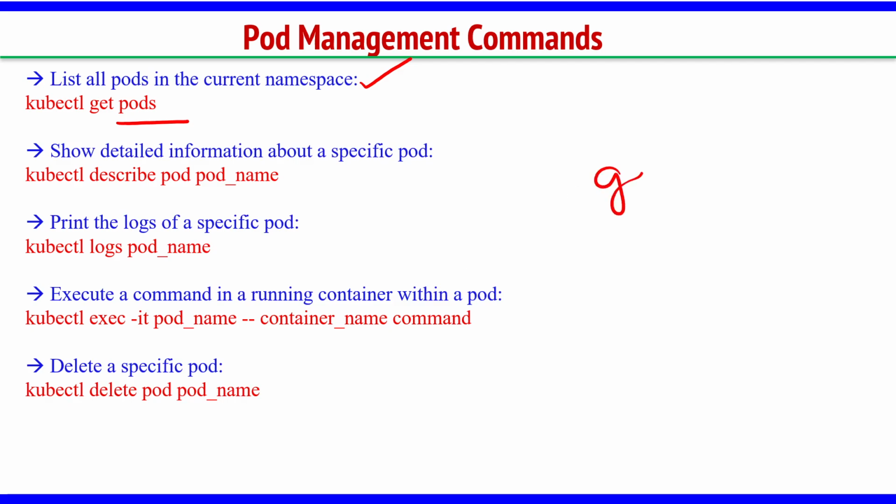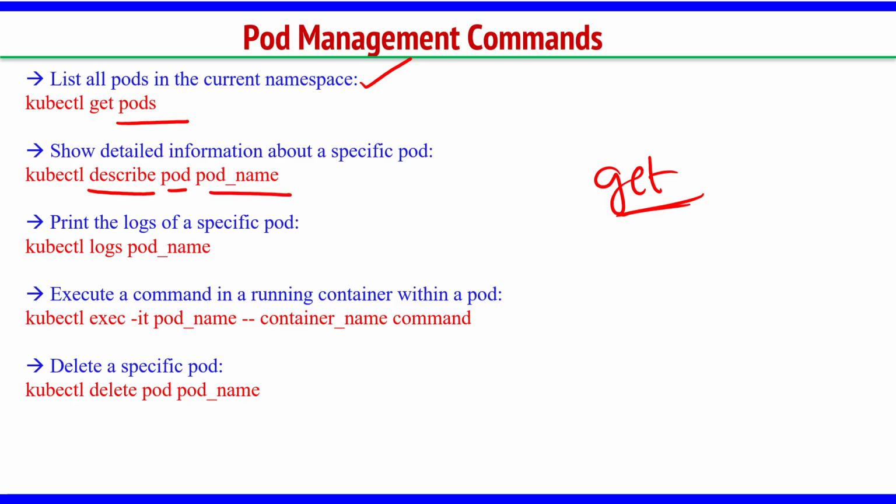Again I am using the get command, a very popularly used command. Kubectl get pods will give you the list of all pods. And if you want more details about a pod, again we can use the describe command: kubectl describe pod and the pod name.